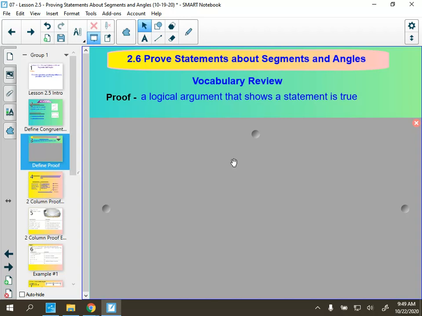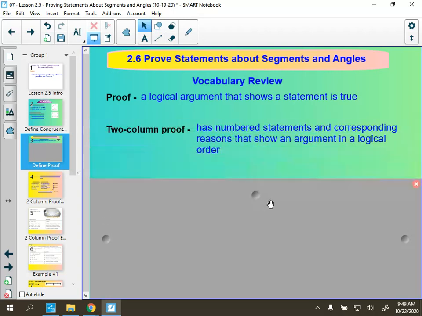We'll exclusively work with what's called a two-column proof. A two-column proof, if you saw the previous lesson, this should say 2.5 up here. Oh, Mr. Kroll. Anyways, a two-column proof has numbered statements. Everything on the left is your statements, and on the right are your reasons as to why that has to be true.